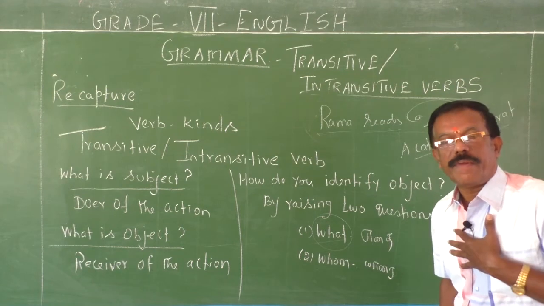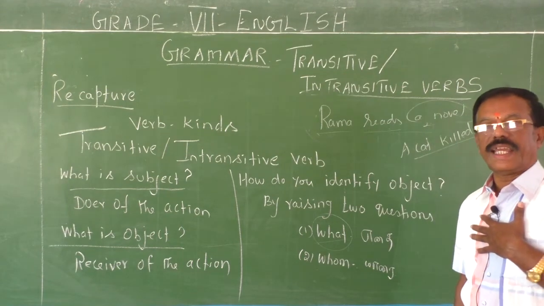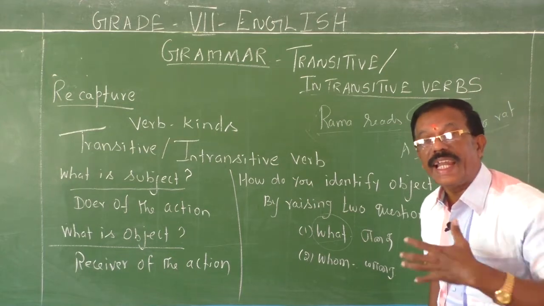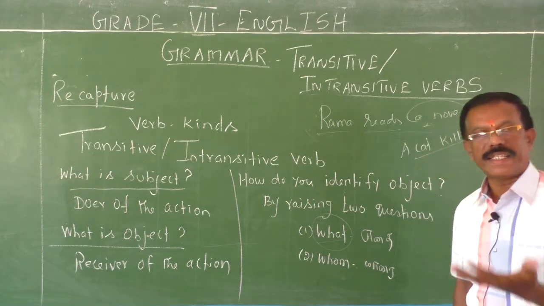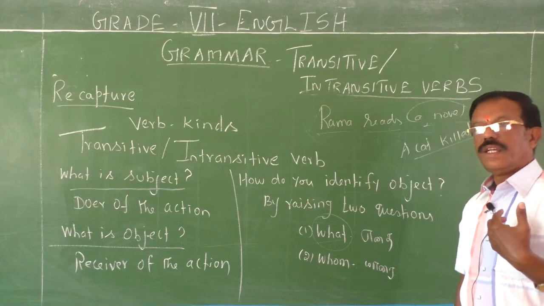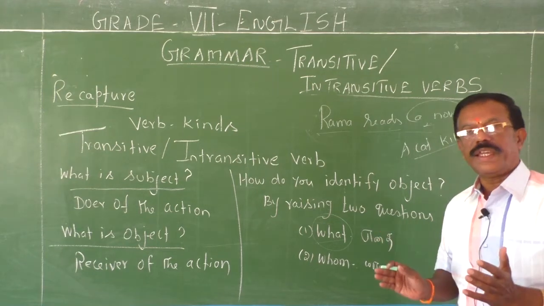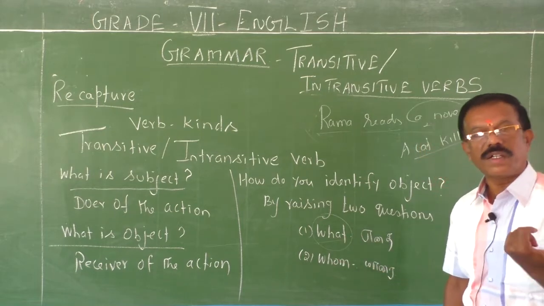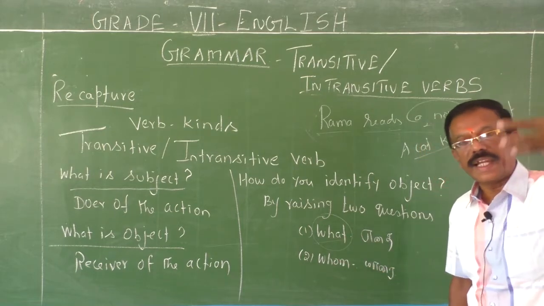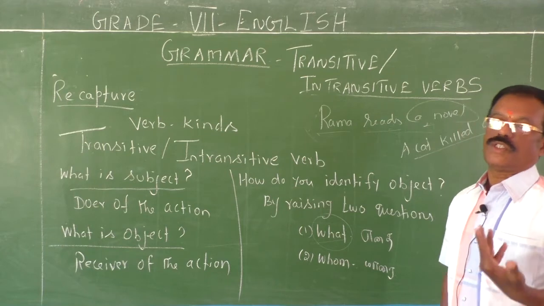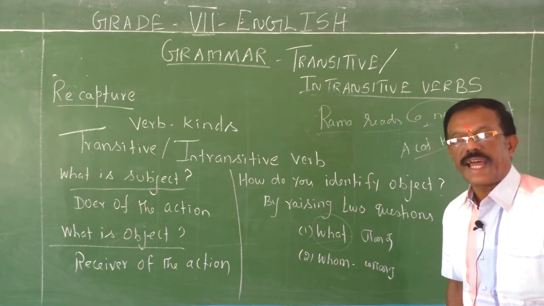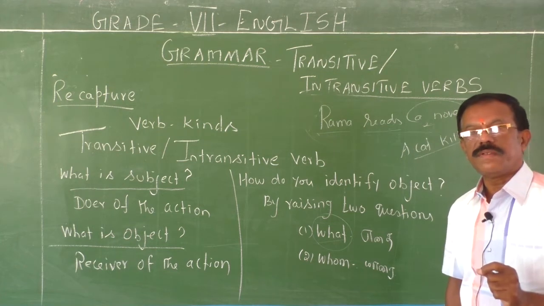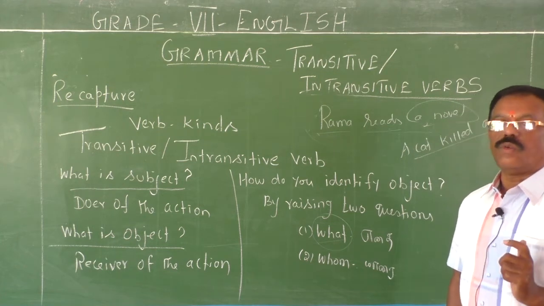I like my mother. I is the subject, like is the verb. I like whom? Whom do I like? My mother. My mother is an object. So to identify an object in a sentence, you have to go for these two questions, what and whom. You can get an answer for any one of these two questions. Then the answer is called object. An object must be a noun.